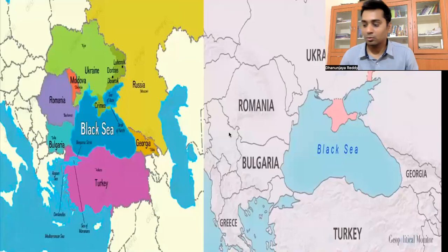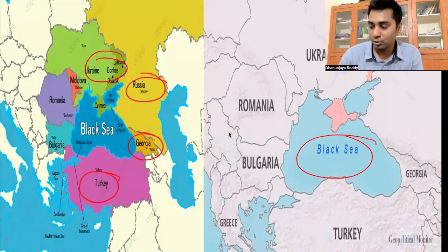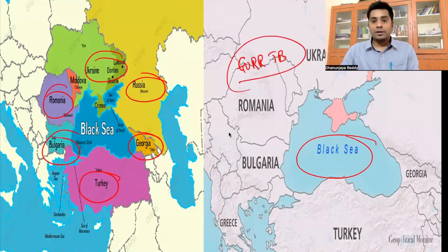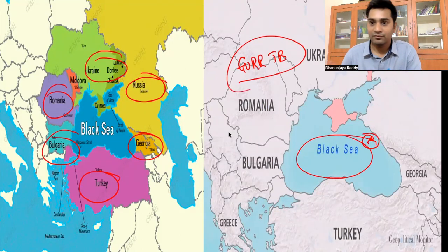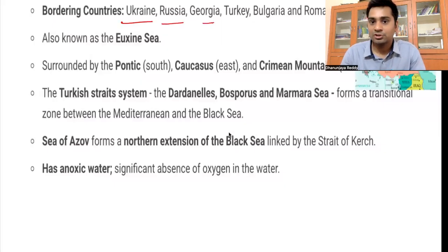So let's start discussing what exactly this is. Let's have a look at the Black Sea. First thing, what are the countries which are surrounding the Black Sea? The Black Sea is surrounded by the following: Turkey, Georgia, Russia, Ukraine, Romania, Bulgaria. GUR, TB. You can remember other codes in your own way, but this is how I remembered it: GUR, TB. This is one important question that they can ask for prelims. I'll show you some previous year questions and how they are asking, but for now this is the first thing you have to remember, the borders of the Black Sea. The borders are Ukraine, Russia, Georgia, Turkey, Bulgaria, Romania. So you have to learn this by heart.